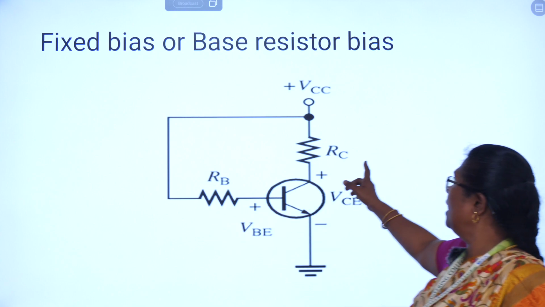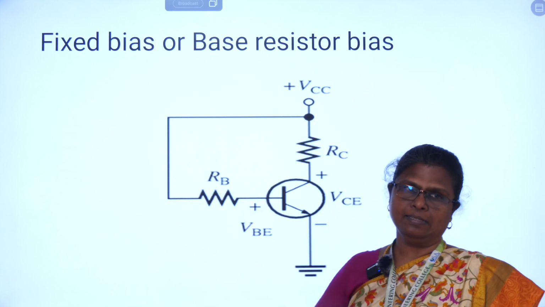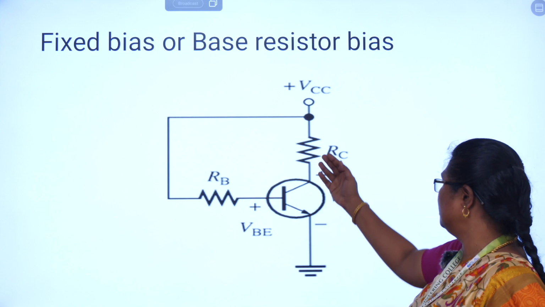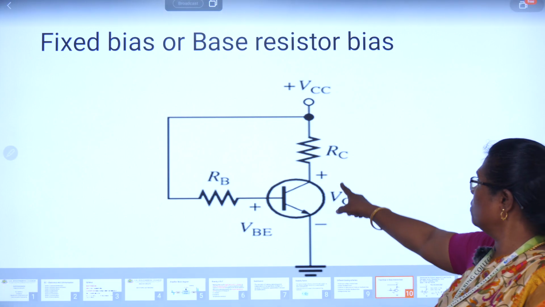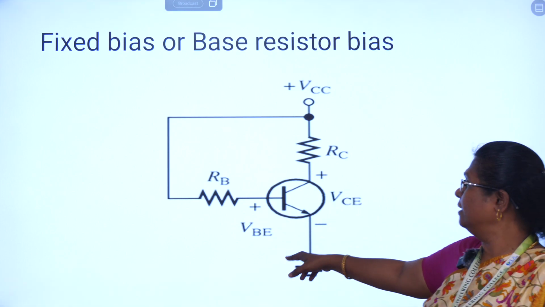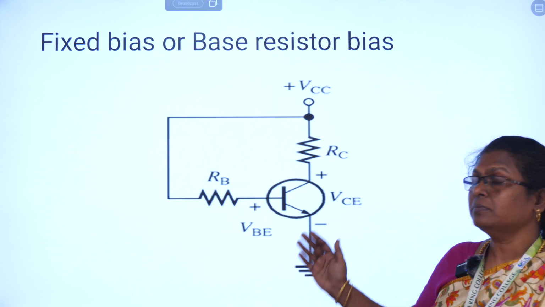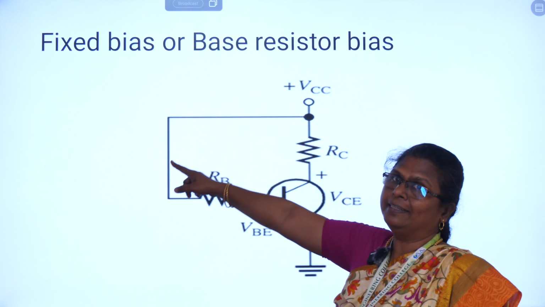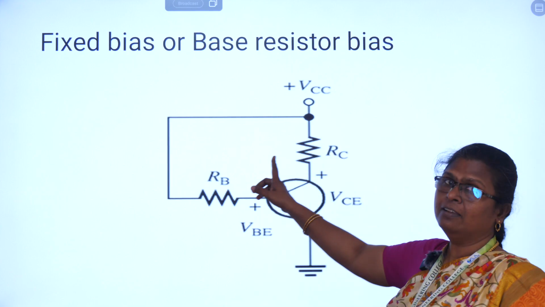RB is connected to the base, and there is a collector resistance to take the output from. There is a VCC, a DC supply, given to the collector terminal. The voltage across the collector and emitter we call VCE, that is the collector to emitter voltage, and the voltage across base and emitter is called VBE. This is the structure of the fixed bias, where resistance RB is connected between the collector supply and the base terminal. This type of circuit we call a fixed bias.